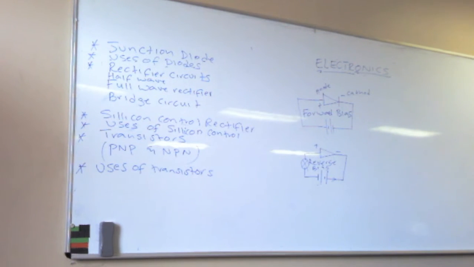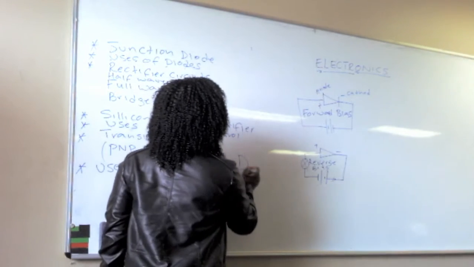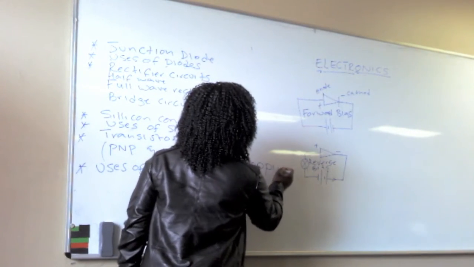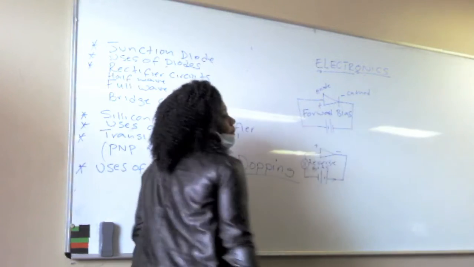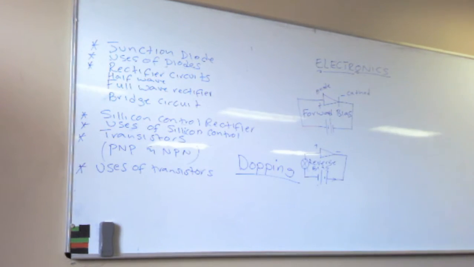Then how is this diode formed? The diode is formed by the process called doping. You need to write it somewhere: D-O-P-I-N-G, doping. We call it a silicon or junction diode, a semiconductor diode. We do doping, which is a process of combining or fusing together the negative and the positive charges.